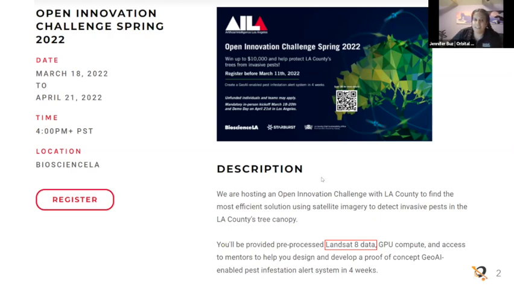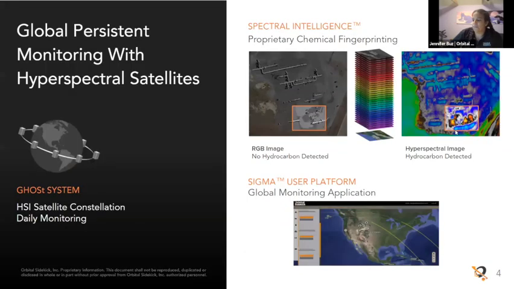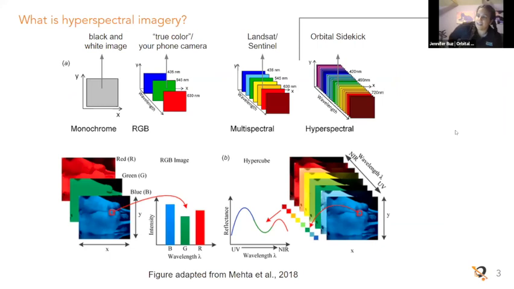But before I get into that, I wanted to just explain what is hyperspectral imagery, which is basically what we do at Orbital Sidekick. So if you think about a monochrome picture, this is like a grayscale or a black and white image from ye old times. Then we've got RGB or true color. This is basically the kind of image your phone would take. Then we have Landsat and Sentinel. This is called multispectral.